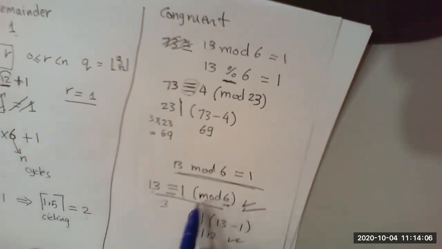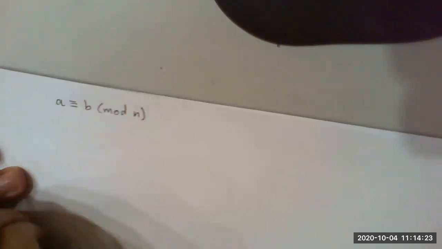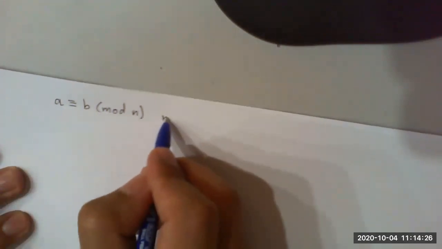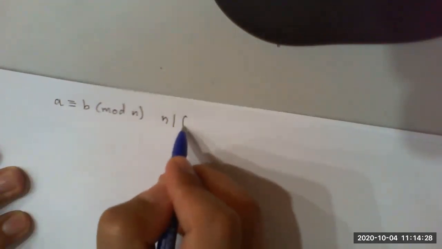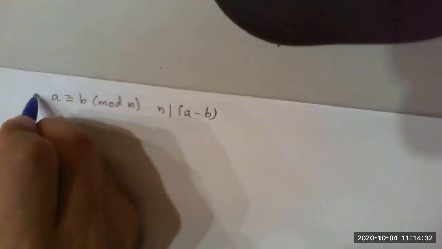The congruent mathematics has some properties just like the normal arithmetic. For example, if A is congruent with B mod N, as I told you, this means N divides A minus B. This is the first property.